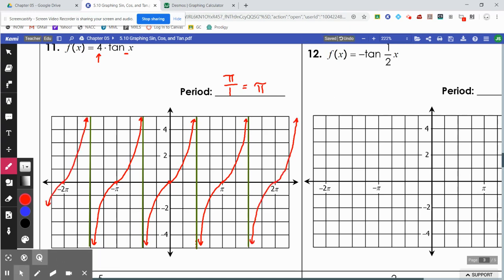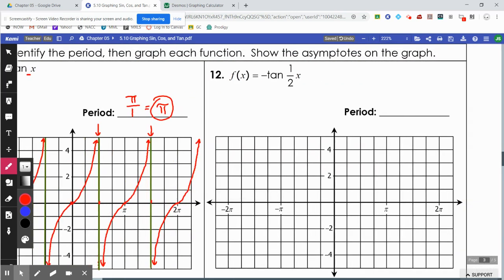So there is a picture of your graph. And again, notice that because of the period being pi, these asymptote lines are spaced out pi units apart. Here you see pi over 2 and 3 pi over 2, which is again a unit of pi apart. Next up, let's graph this.